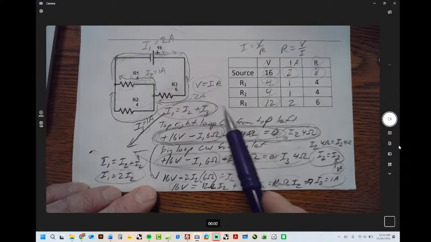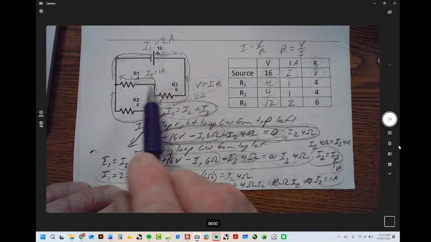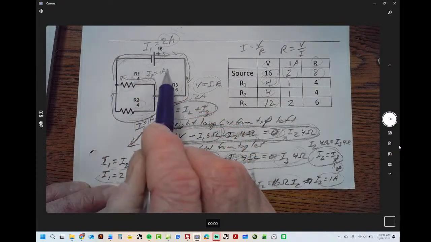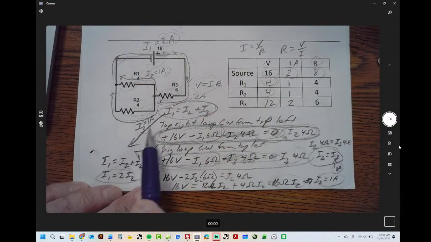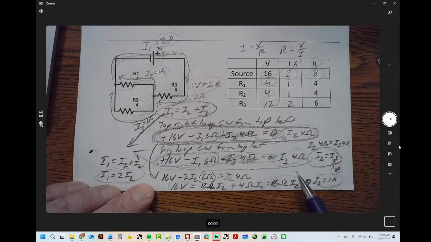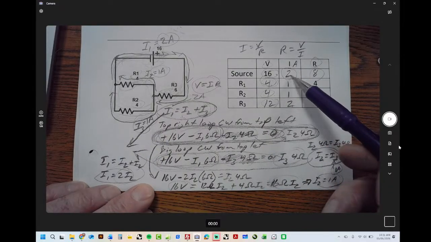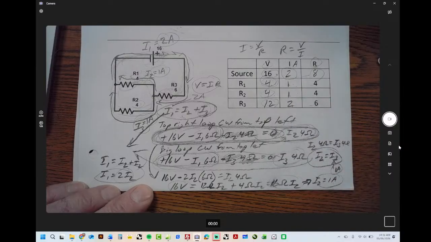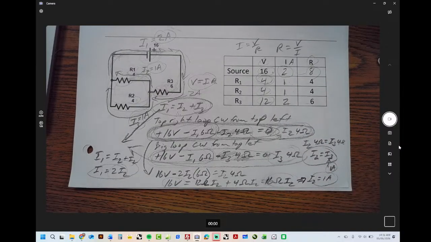So if you did this one, the current through here is 2 amps. The current through here is 1 amp. The current down there is also 1 amp. And the chart goes 16, 28, 4, 14, 4, 14, 12, 26. Anybody want me to go over any of that?